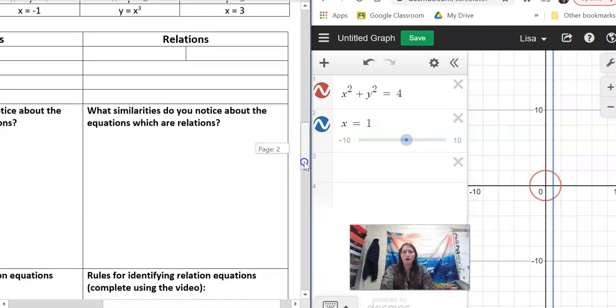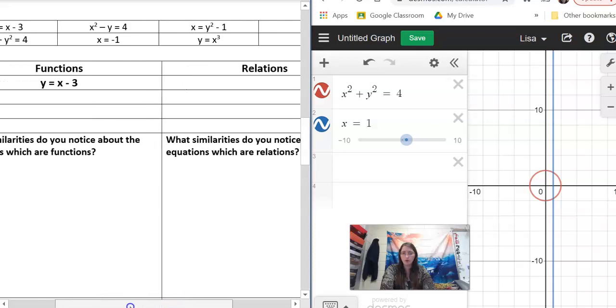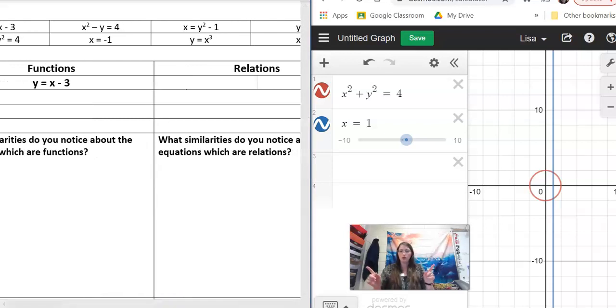All right, so I want you to pause the video, and I want you to go ahead and graph them all, sort them into the 2 sections, and then I want you to see if you can find the similarities. Then unpause this, and we'll actually talk about what those similarities are. And I've got a couple little practice problems.